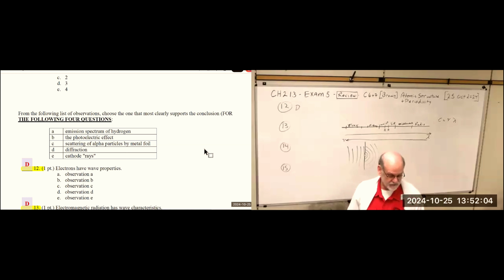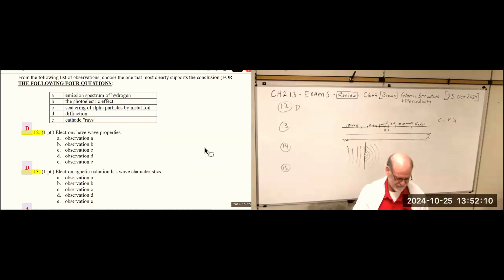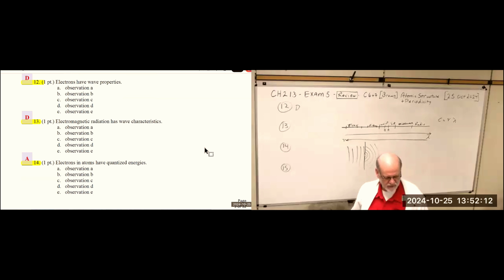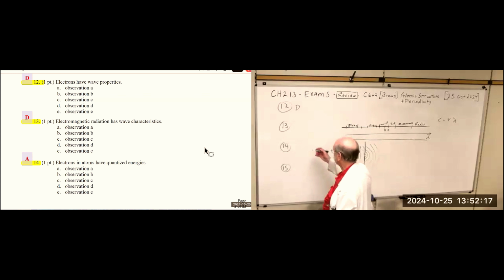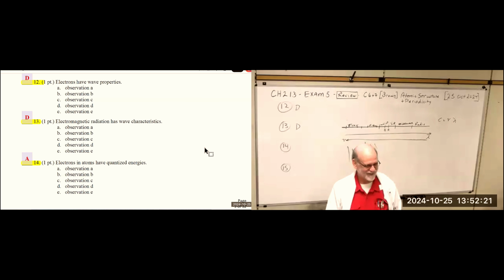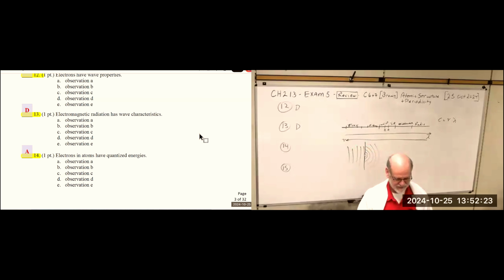Cathode rays are actually electrons. So that wouldn't be it. Electromagnetic radiation has wave characteristics. Well, we're talking about diffraction again. Whoa. Cloudburst.